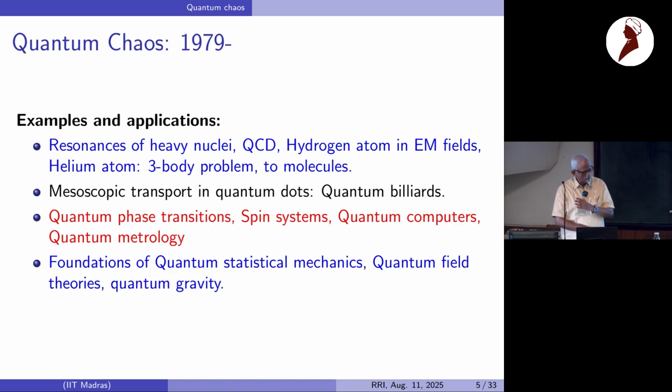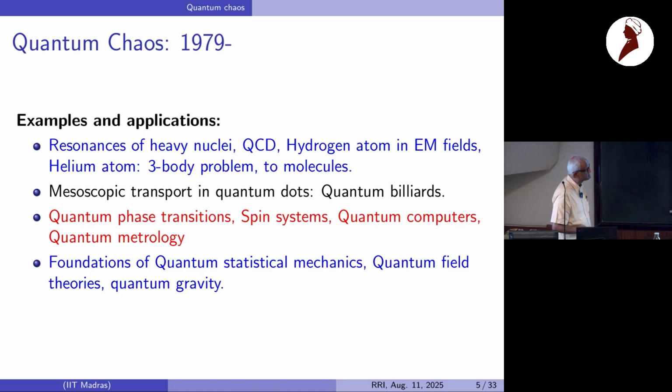So beyond perturbation theory, you need to go into a 3-body problem, which is the central problem of the earliest problem Poincaré considered of chaos. So the whole of that, molecules, a whole lot of quantum chemistry are examples of this. Mesoscopic transport in quantum dots, and manipulating single electron motion in quantum dots became possible.